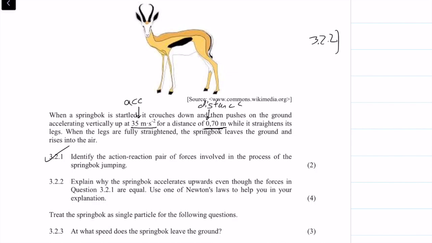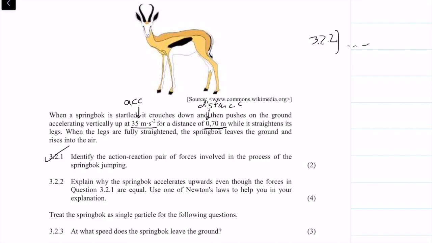Use one of Newton's laws to help you in your explanation. Okay, so basically this is an explanation question. I know you guys hate my handwriting, so I'm just going to say the answer out to you guys. Okay, so I will say the action-reaction pairs act on different objects. The force that the ground exerts on the springbok is greater than the weight of the springbok, resulting in an upwards resultant force.